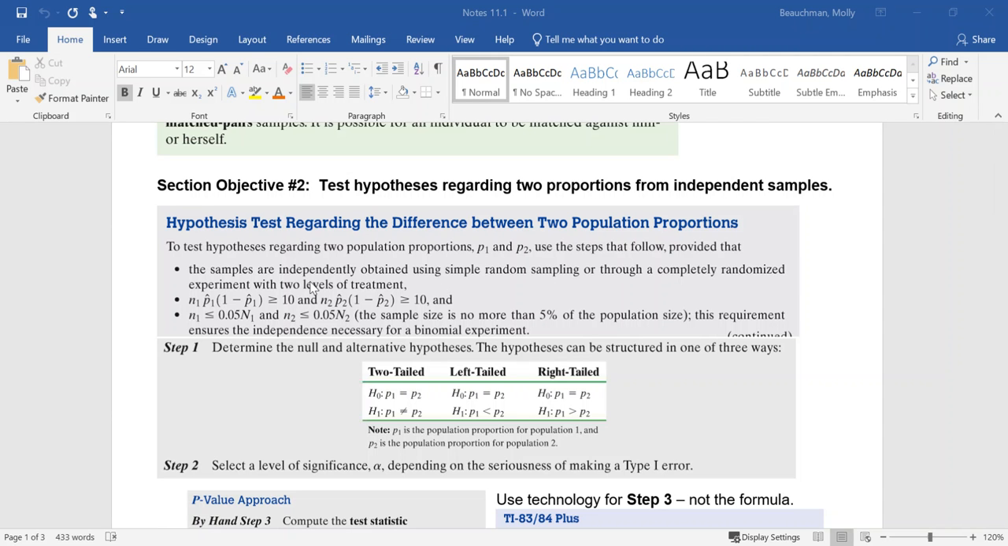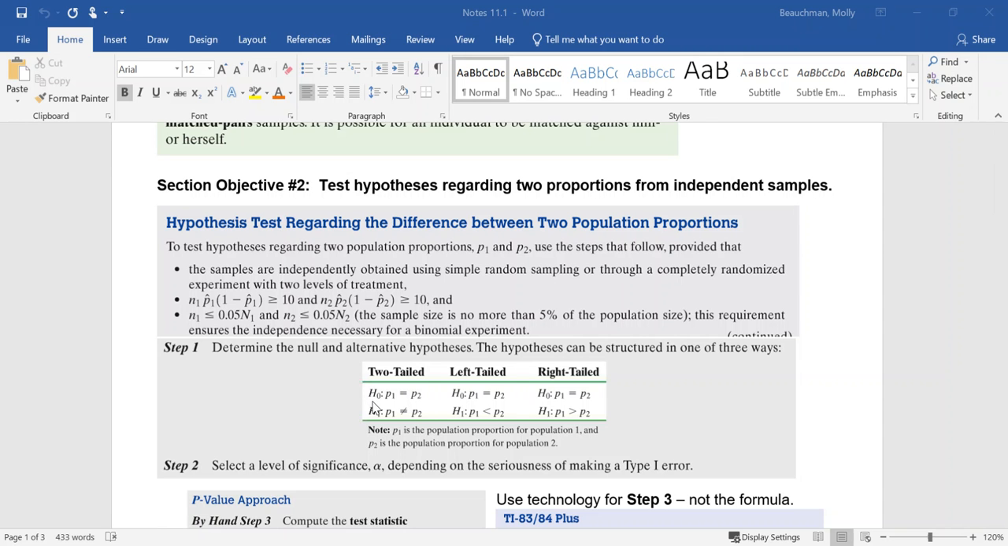It must be random. The second requirement is n1 times p hat 1 times 1 minus p hat 1 has to be greater than or equal to 10, and the same for n2, p hat 2, and 1 minus p hat 2. The p hats, remember, are the sample proportions from each of your samples. Then the next requirement is n1 has to be less than or equal to 0.05 capital N1, and n2 less than or equal to 0.05 capital N2. What this means is the sample size is no more than 5% of the population size. This requirement ensures independence necessary for the binomial experiment. So proportions are binomials.